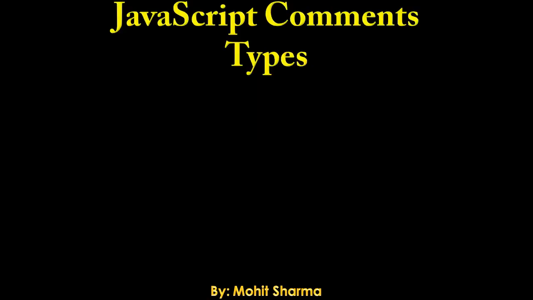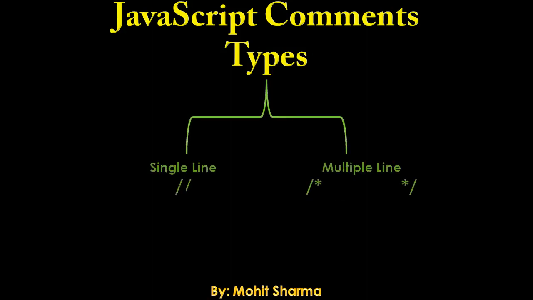So let's start. In JavaScript there are two types of comments. What are those two types? The first one is single line, and the other one is multiple line. Whenever we want to comment a single line, we use a double forward slash symbol, and for multiple lines we use a forward slash followed by an asterisk sign, that is the multiplication sign. This is the start of the multiple line comment, and for the ending we use an asterisk sign followed by a forward slash. So that is the ending of this one.